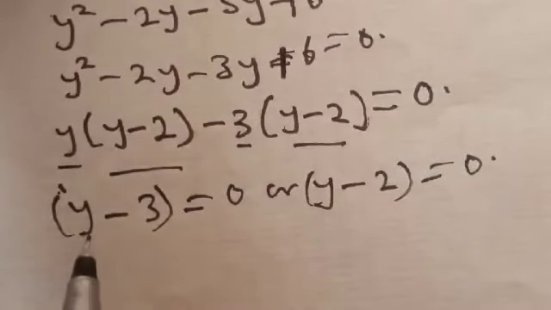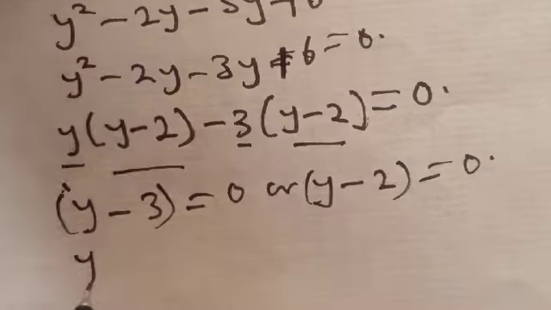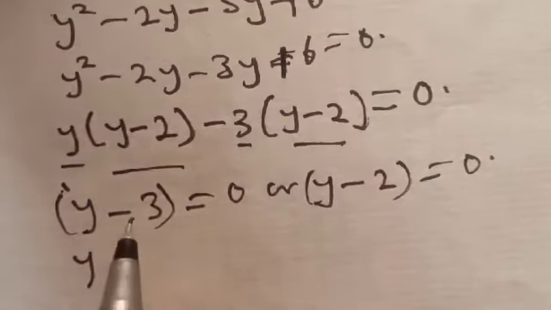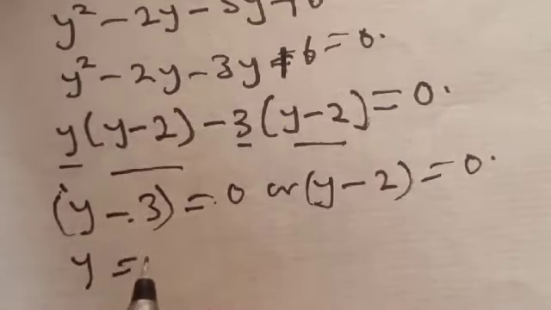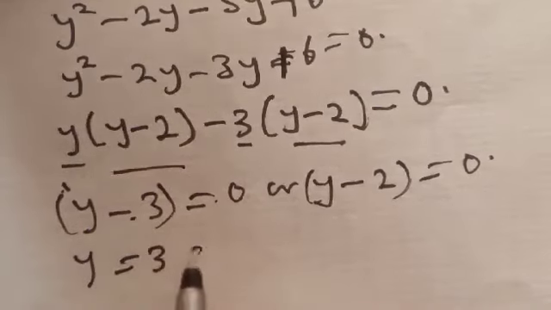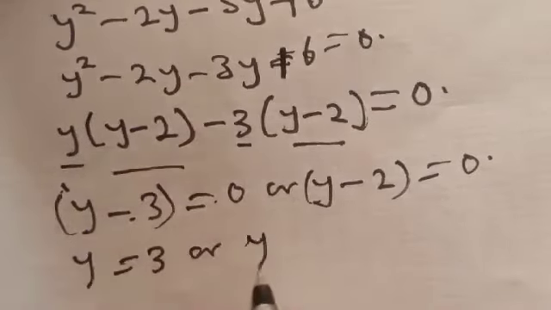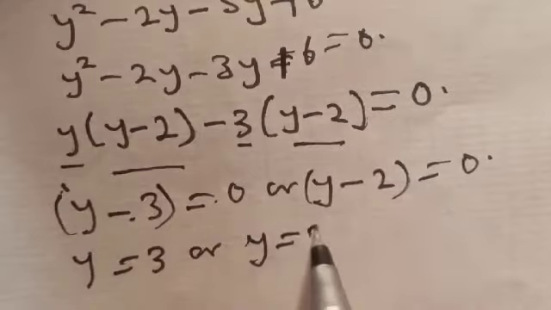Therefore, y minus 3 is equal to 0. If this minus 3 crosses the equal side, it will become plus, so y is equal to 3, or y is equal to 2.